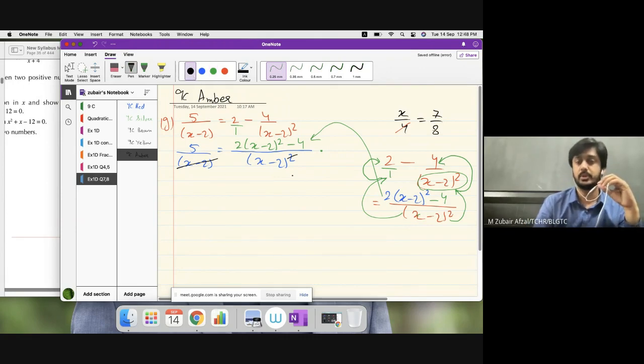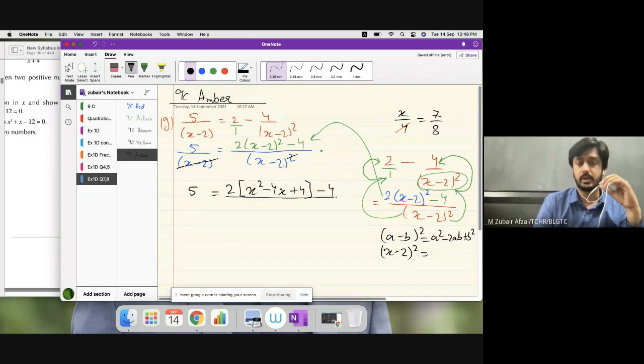Next step was both the denominators are the same, but one is with a squared number. So we cancel out 1 with this square. The remaining number is 5 equals 2. And may I use the identity a minus b whole square, that is a square minus 2ab plus b square. Using this identity for x minus 2 whole square, we get a square minus 2ab plus b square and minus 4, which was already there, and the whole of it is divided by x minus 2.